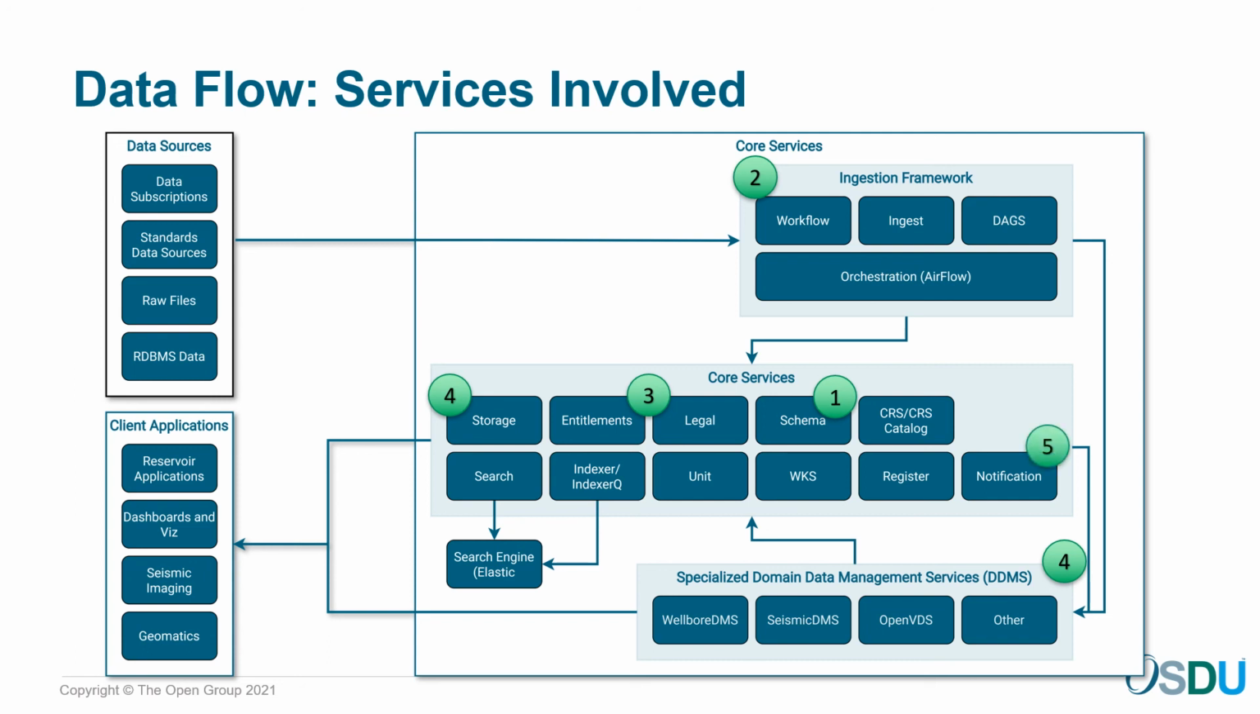The act of storing the data within DDMSs or the storage service will kick off an event that goes to the notification service. The indexer listens for those events, understanding that new content has entered the system. It would likely call the unit and CRS services to make sure that it creates normalized frames of reference so the data can be searched. Users on the outside would then search the resource data using the search service and then eventually access the data either through the generic platform services or through a DDMS.